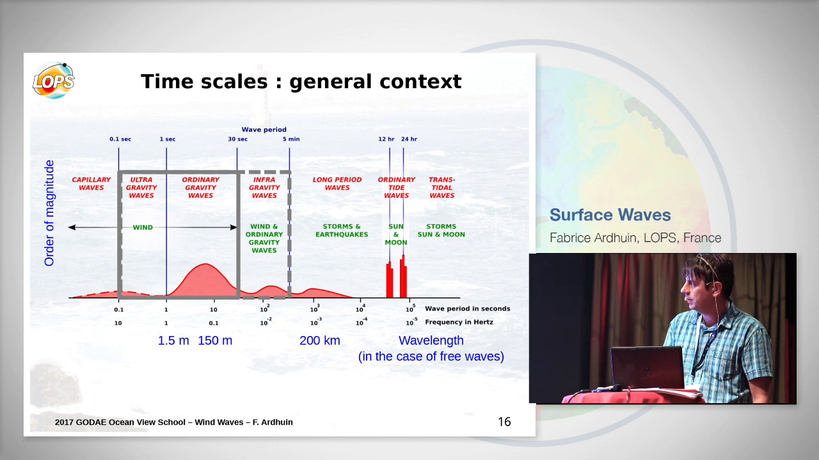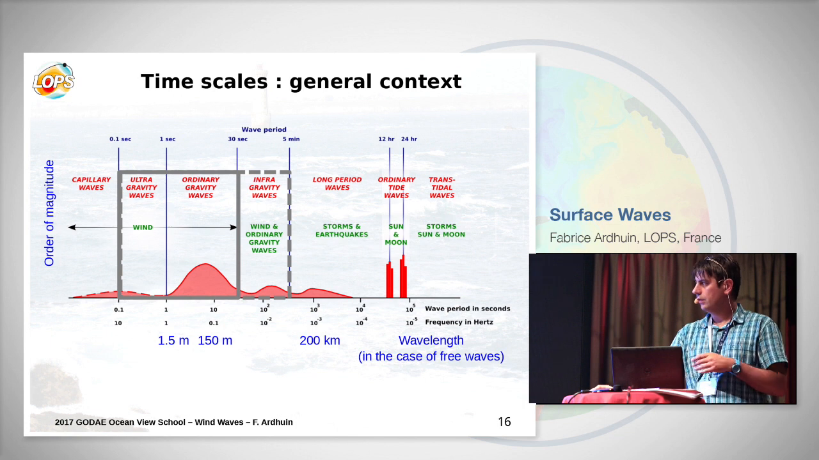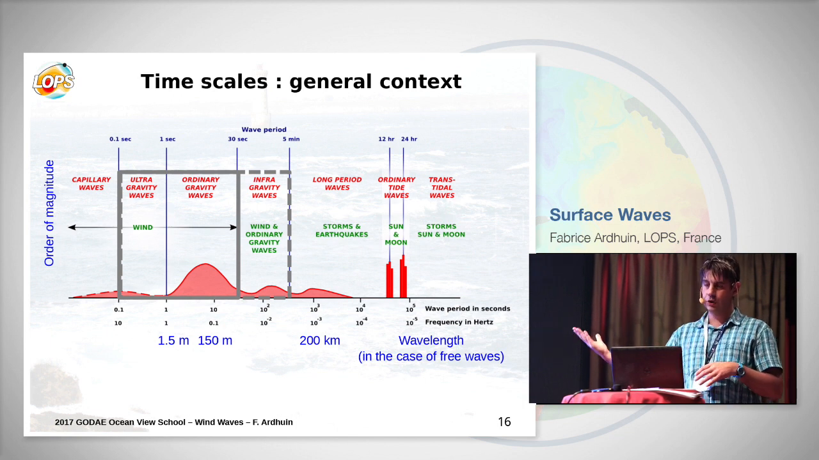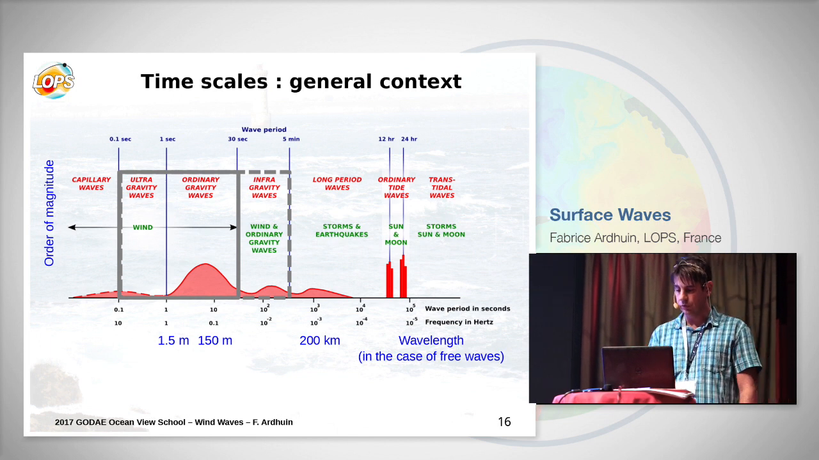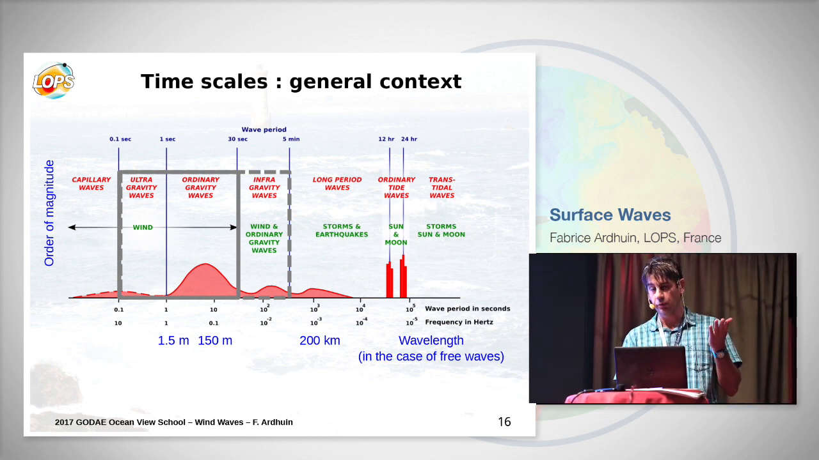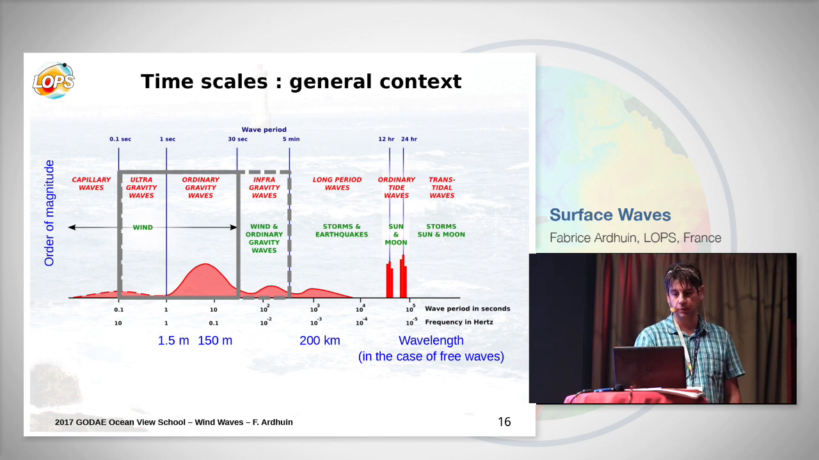I will also say a few words about this band here, between 30 seconds and 5 minutes, which are not generated by the wind directly, but are generated by the waves on the shoreline. They become nonlinear and they transfer energy from this frequency band to that frequency band. And these are called infragravity waves. They are pretty important for coastal applications, and possibly also important for the noise on the SWOT mission, because they have typical wavelengths of 50 kilometers in the open ocean. And their amplitude is typically half a centimeter or a centimeter.